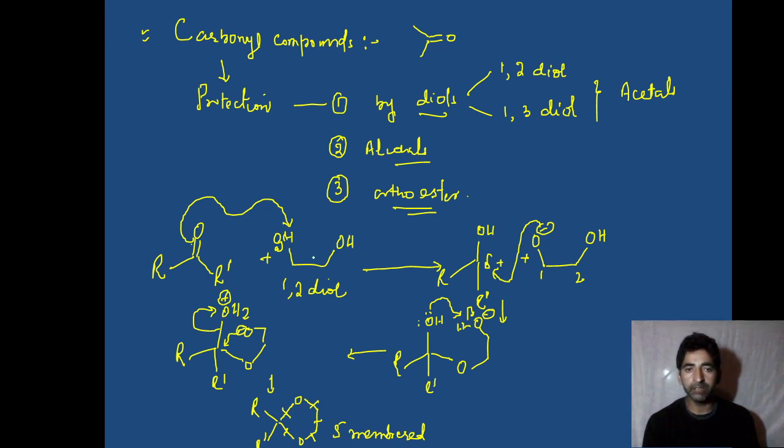But in case we have 1,3-diol, then a 6 membered ring will be formed. So let us see how the 6 membered ring is formed. In case we have 1,3-diol, then a 6 membered ring is formed. So this is my carbonyl group. I have to protect this group. I'll make use of 1,3-diol. So let me make use of 1,3-diol.